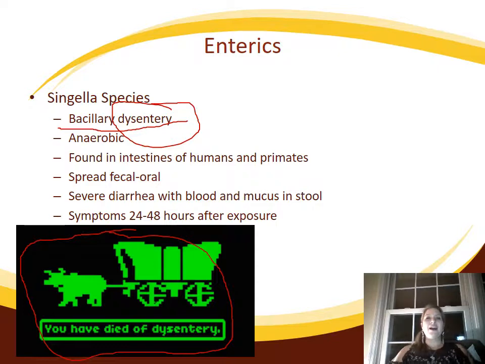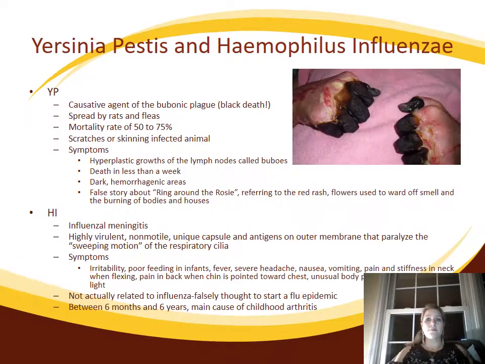At any rate, dysentery is anaerobic, and it's found in the intestines of humans and primates. Fecal-oral spread, once again, ends up with severe diarrhea and blood and mucus in the stool, but this one isn't as severe because you're going to get symptoms 24 to 48 hours after exposure, and dysentery can be treated easily with antibiotics.